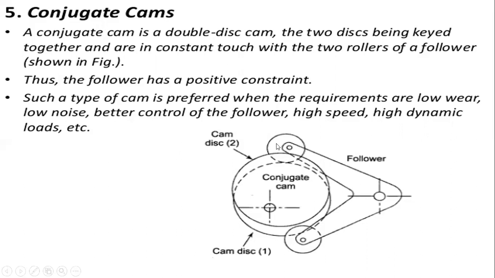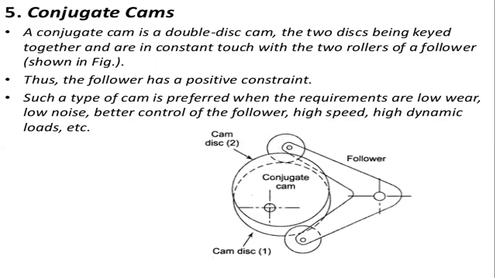You can see two discs, the first disc and the second disc. These two discs are in constant touch with the follower rollers. So these two rollers are in constant touch with the two discs in the conjugate cam. Generally, this conjugate cam is a double disc cam, and thus the follower has a positive constraint.